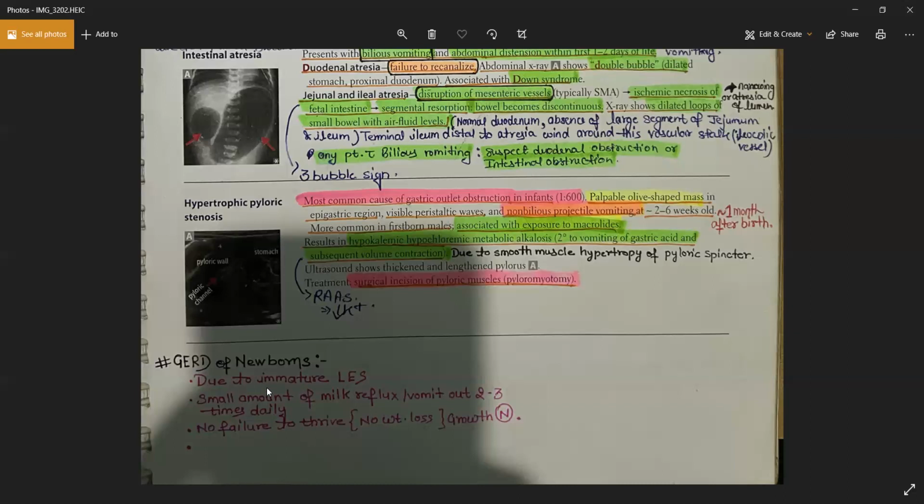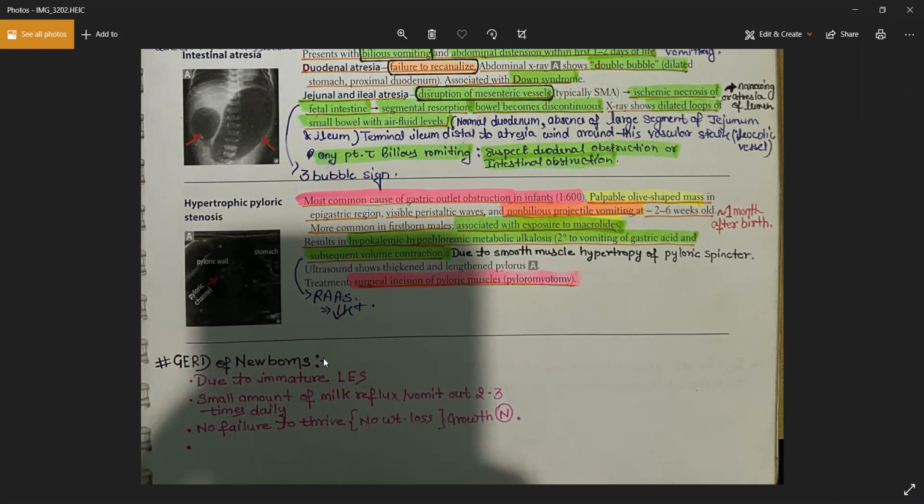With time, the esophageal sphincter will mature completely and will be completely functional. So the patient will have a normal course. The symptoms will resolve on their own. No intervention is required. This is very much normal. The patient won't get any growth failure or failure to thrive.